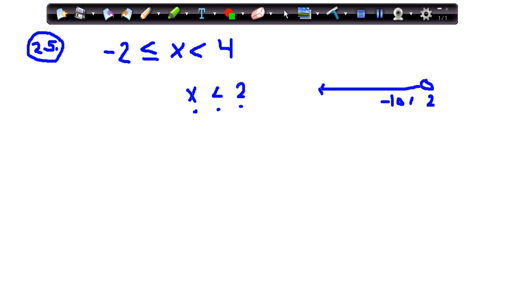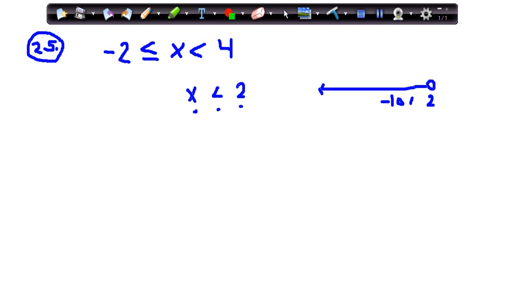Now, if it would have said x is less than or equal to 2, then this dot would have been closed, you see? But it didn't say that. It says x is less than 2. So that means the 2 is not included. Let me get my eraser. Okay, 2 is not included. So that's why you see what? An open dot. I'm trying to illustrate this for you the best I can.